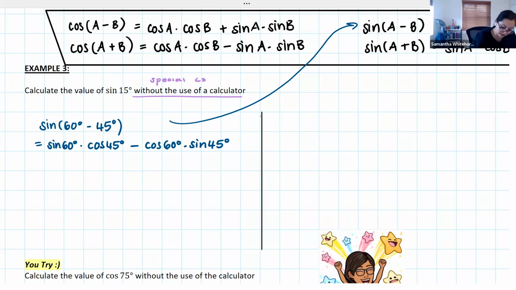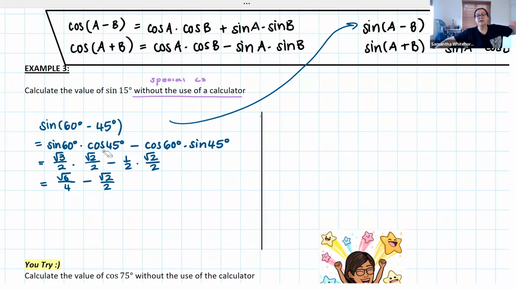So sine of 60 is square root 3 over 2. Cos 45, root 2 over 2. Cos of 60 is a half, times sine of 45, which is square root 2 over 2. And now you just multiply. So root 3 times root 2 is root 6. 2 times 2 is 4. So root 6 over 4 minus root 2 over 2.